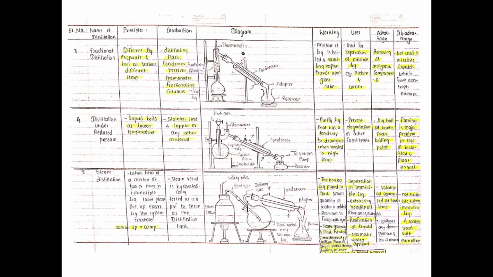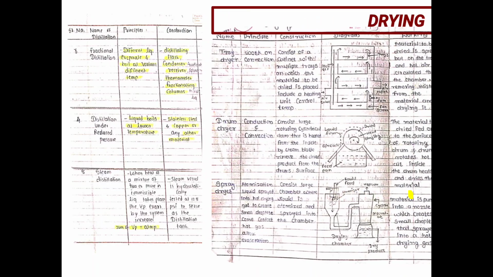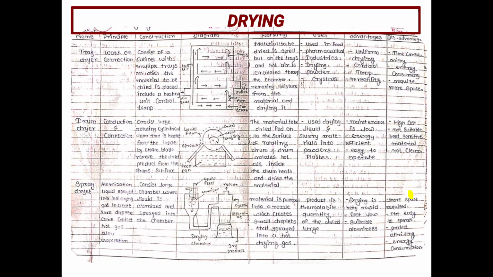Steam distillation is used for separation of immiscible liquids, like oil and water, extracting volatile oils such as clove, anise and eucalyptus, and purification of liquids, aromatic water, etc. So this is also important, steam distillation. So this is all about distillation.